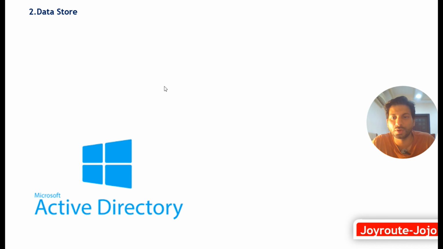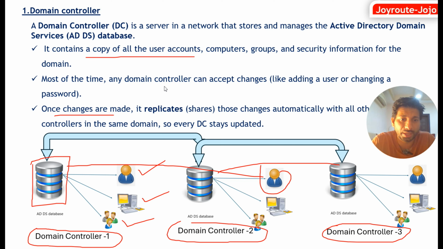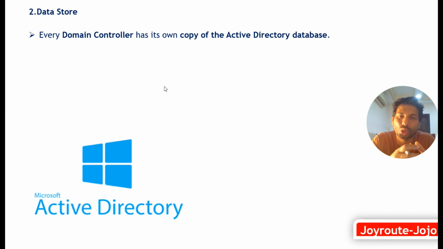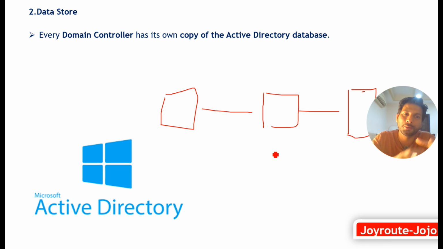Now comes the second physical component, which is the data store. Every domain controller, just now we have seen 3 domain controllers, has its own copy of the Active Directory database. One copy is with the first one, the same copy is with the second domain controller, and one more copy is with domain controller 3. If you have multiple domain controllers, every domain controller has its own copy of the Active Directory database.